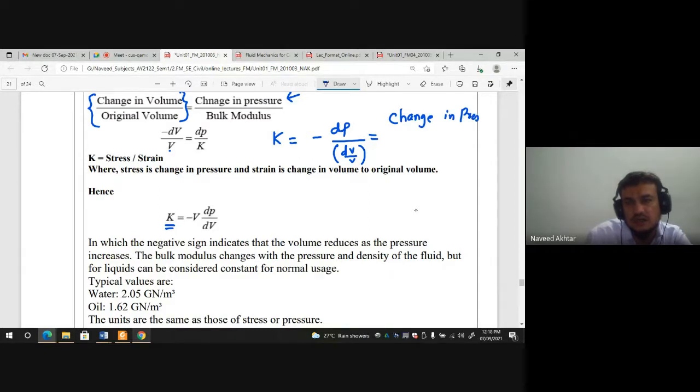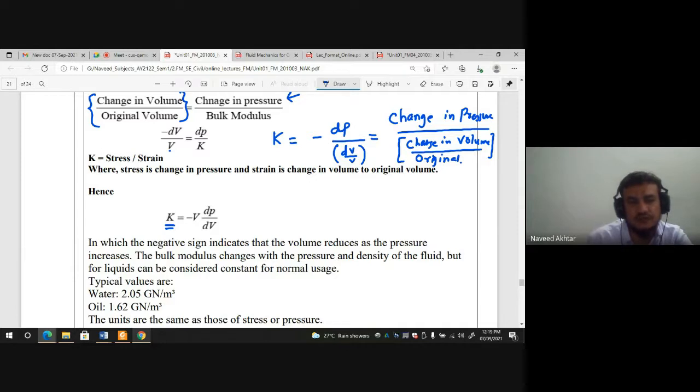to the strain, and strain is nothing but the change in volume to the original volume. That is our strain. Okay, so the change in pressure is the stress, so K, the bulk modulus, is stress upon strain. That is K equal to minus V into dP upon dV, in which the negative sign indicates that volume reduces as pressure increases.